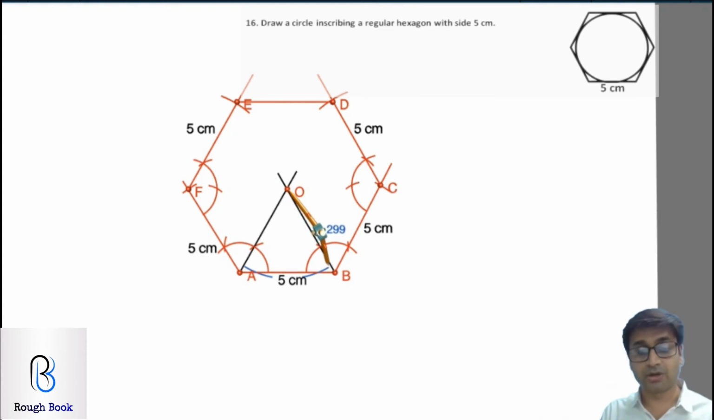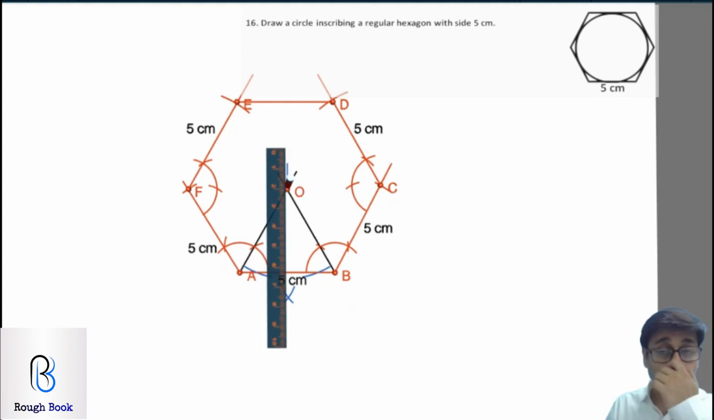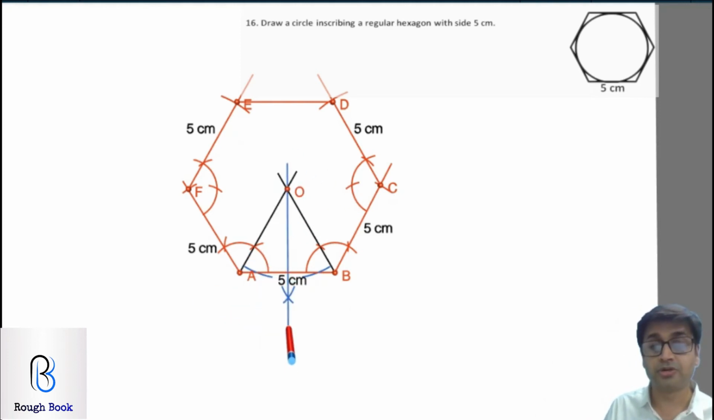So keep your compass on O like that. Draw 2 arcs down and from these 2 points draw further arcs down. Can you see that? Right? And that point of intersection, join it with O and you will have your perpendicular dropped down. Don't forget to drop your perpendicular. I have cut lots of marks in the board. I don't want you to lose your marks.